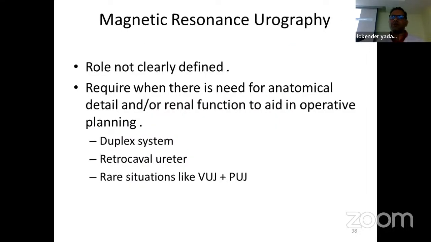And magnetic resonance urography, its role is not clearly defined. It is required when there is a need of anatomical detail or the renal function to aid in operative planning, like in having a duplex system, retrocaval ureter, and the rare situation like VUJ with PUJO.